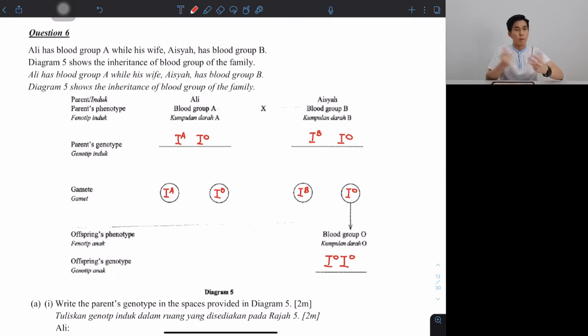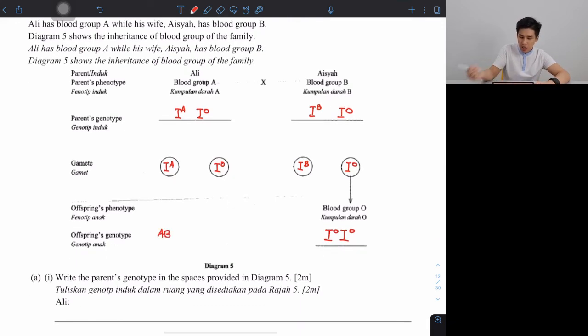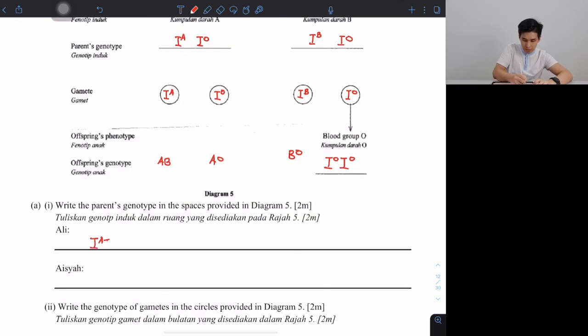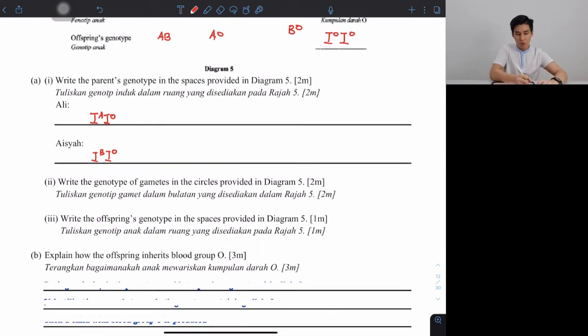So if I do the whole complete schematic diagram cross, I'll get AB child, AO child, BO child, which is A and B. So this couple, you can see will have all the blood group. Every single blood group is possible in their children. So if AO and BO gets married, they have possible chance to get AB child, blood group A child, blood group B child, blood group O child. So anything is possible. So that's like the fun thing about blood group. Yeah, so write their genotype, we already done, we write AO, BO. Write the genotype of gametes in the circle. So this one we've done already.